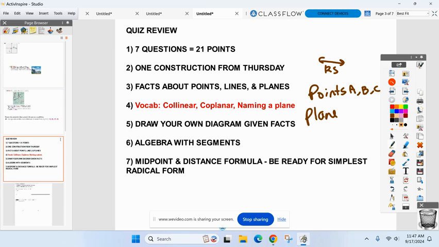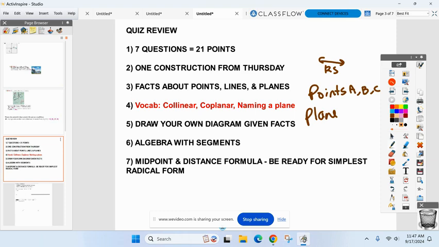Collinear. I am not going to quiz you on the vocab, right? It's not going to be like write the definition of collinear, but it's going to be, hey, name 3 collinear points on this diagram. And we're only doing it if we know what collinear means, right? Same thing, coplanar. Give me, on this diagram, 2 lines that are coplanar. Can't do that unless I know what coplanar means.